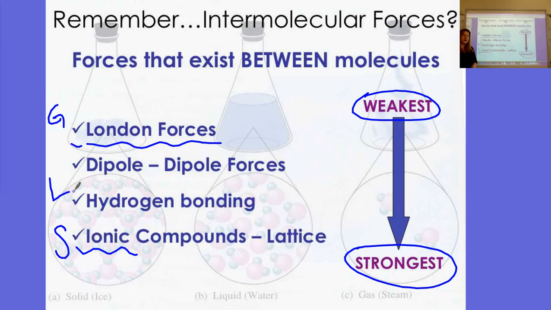So the stronger the intermolecular force, the more likely it is going to be a solid. Gases have the weakest molecular forces. Why? Because they're so far apart, it's mostly empty space. They can't actually interact with each other as well as a solid could, because these guys are much closer together. They're more dense. There's more stuff packed in the same amount of space, so they're closer together, and the molecules can have intermolecular forces with each other.